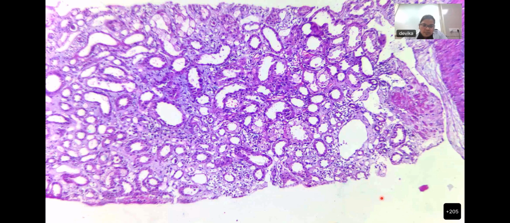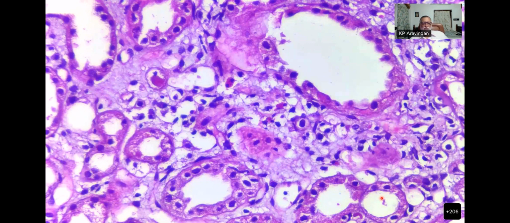If you can make out. Otherwise, higher power will. Sorry. What do you think? You want to go higher? So at high power, the majority of the inflammatory cells are probably lymphocytes. Lymphocytes. Any other inflammatory cells? But also I still see some eosinophils.